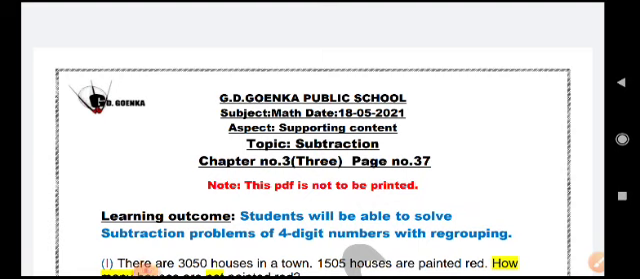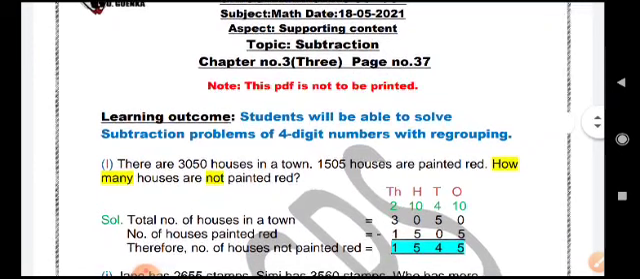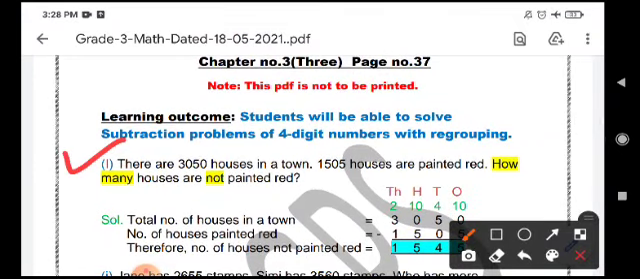Dear Goenkans, today we are going to do subtraction problems of 4-digit numbers with regrouping. So let's start. Here is a subtraction word problem, that is part I from your exercise on page 37. And we are given the subtraction word problem. First step is to read the question very carefully.